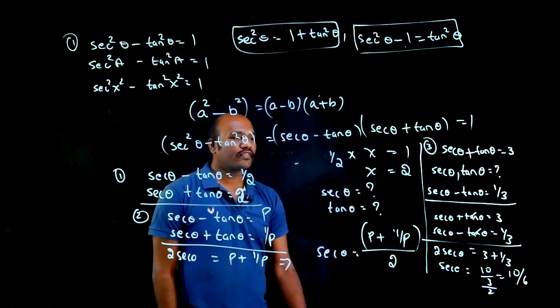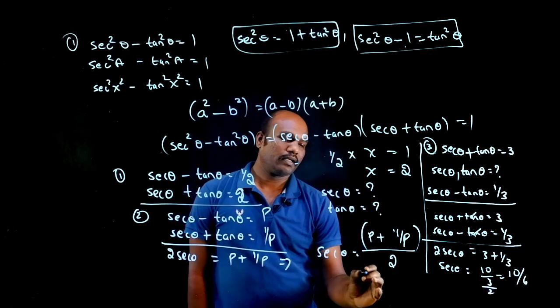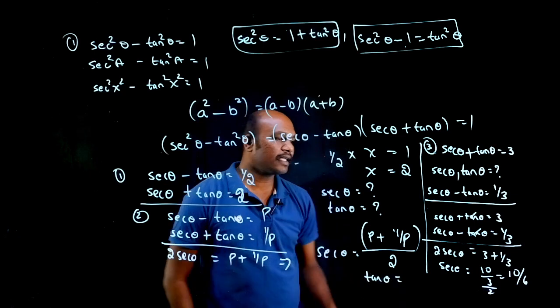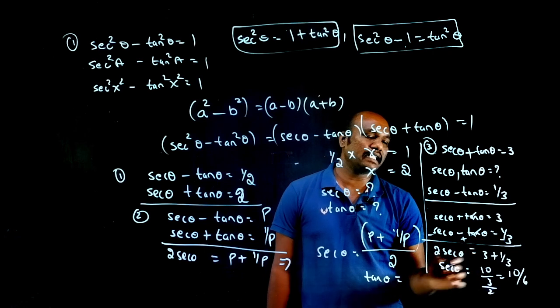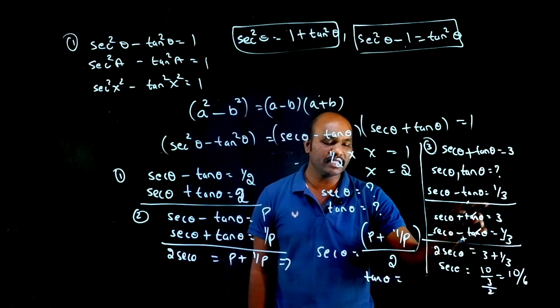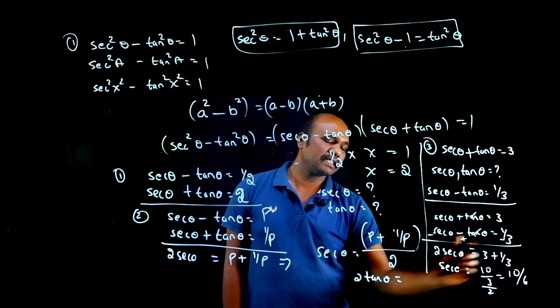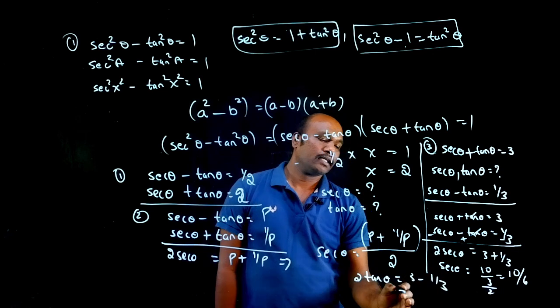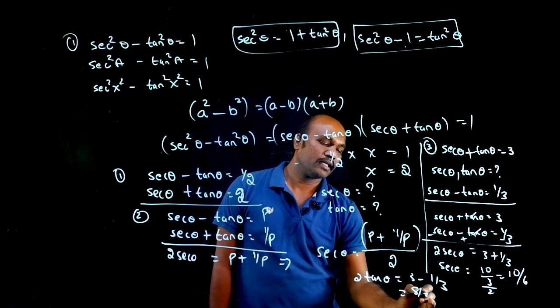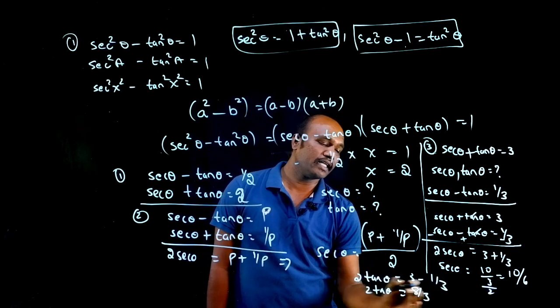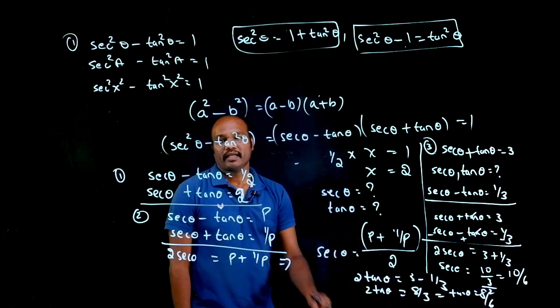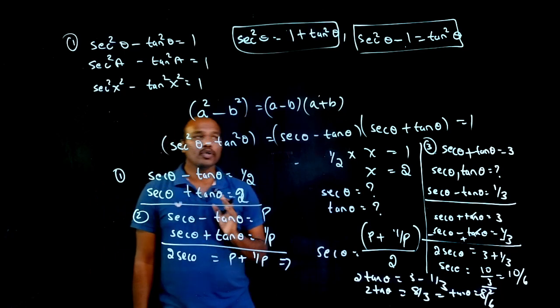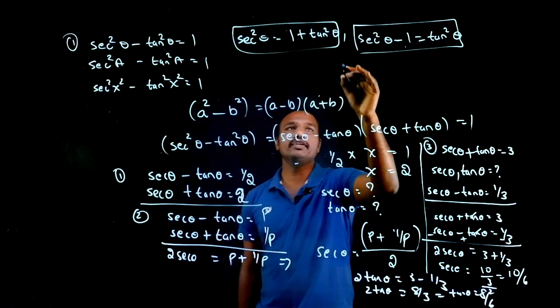What is the value of tan theta? To get tan theta, you have to subtract this minus this. Secant theta gets cancelled. 2 tan theta is equal to 3 minus 1 by 3, so 9 minus 1, 8 by 3. 2 tan theta is 8 by 3. Tan theta will be equal to 8 by 6. Can you solve? Yes or no? The results you should remember now.